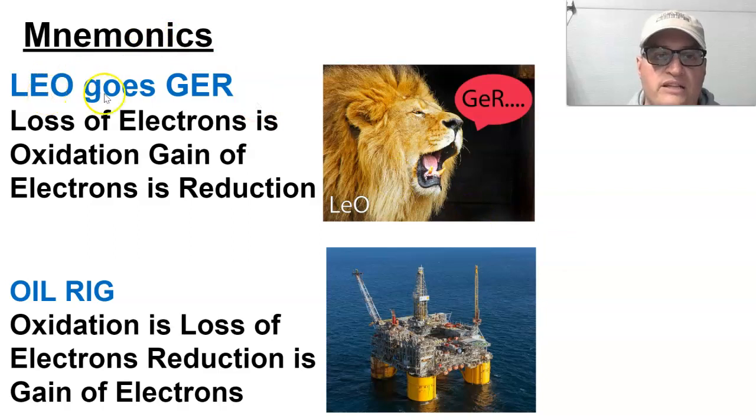Some mnemonics. LEO goes GER. Loss of electrons is oxidation. Gain of electrons is reduction. OIL RIG: oxidation is loss of electrons. Reduction is gain of electrons. You just want to keep those in mind.